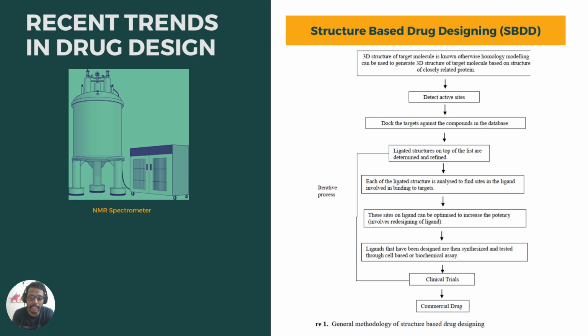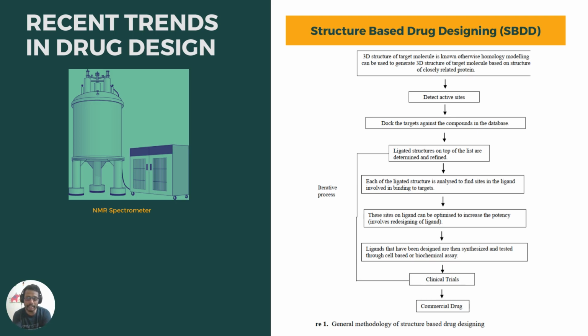So if you see the general methodology of structure-based drug design, first the 3D structure of the target molecule is known, which is also called homology modeling. From this, we are able to generate the 3D structures of target molecules which are closely related to the structure of proteins. From that, we have to detect active sites. What is the active site where the drug will bind? So we first have to detect the active sites. Based on the active sites, we have to dock our target compounds from the database.